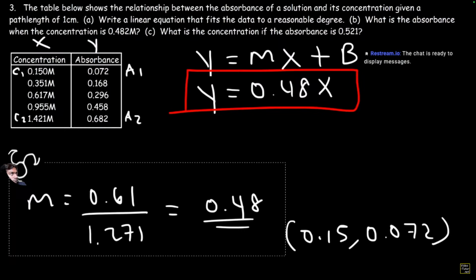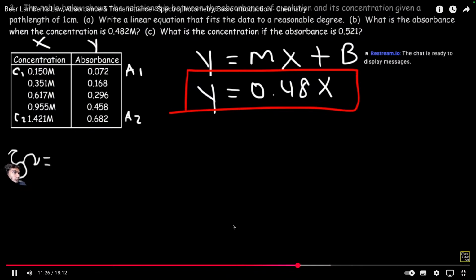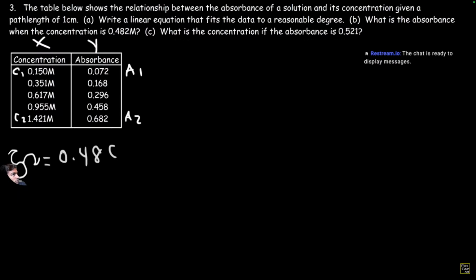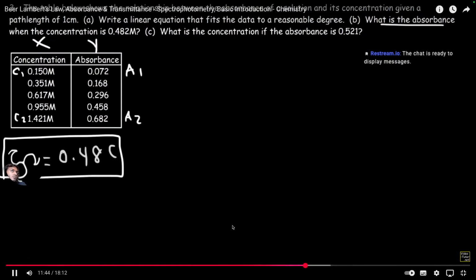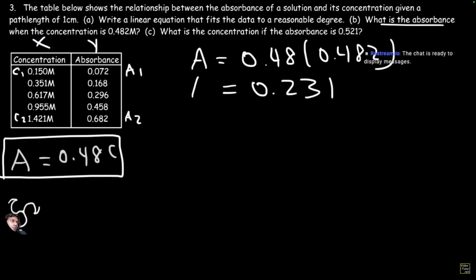Now A is y, and C is x. So we could say that A is equal to 0.48 times C. So now that we have the relationship between A and C, we can answer every other question. What is the absorbance when the concentration is 0.482? Plug it into the equation. So all you got to do is replace C with 0.482. So 0.48 times 0.482, that's going to be 0.231 if you round it.